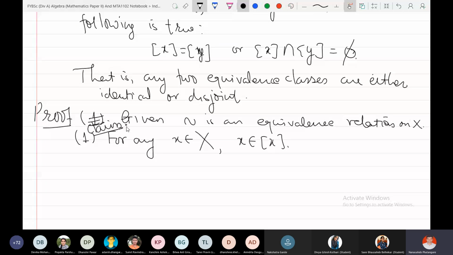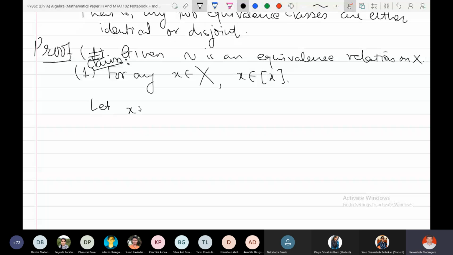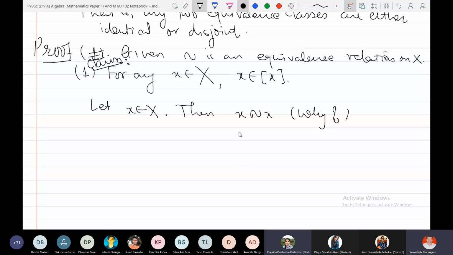Alright, so this is our first claim. How to prove this? Let x belong to X. Choose any x, right? Then x is related to x. x is a member of set X, no problem. But x is related to x itself, it is reflexive. So the relation tilde is reflexive.